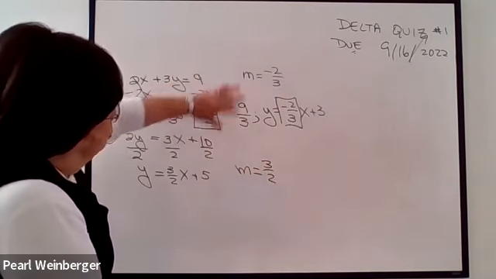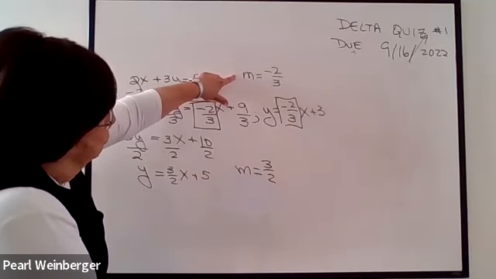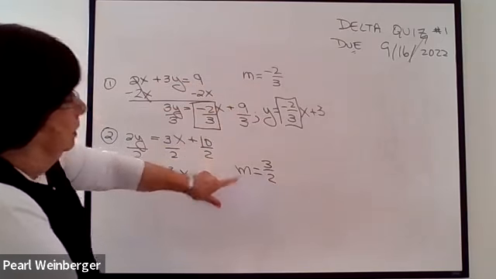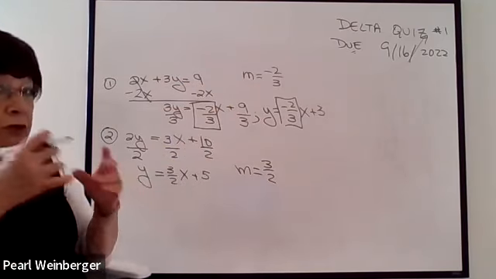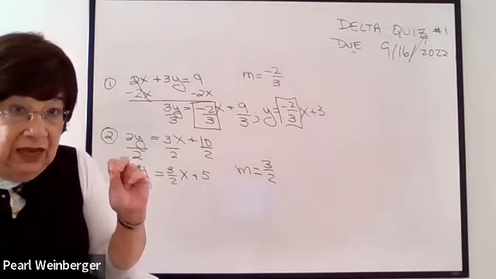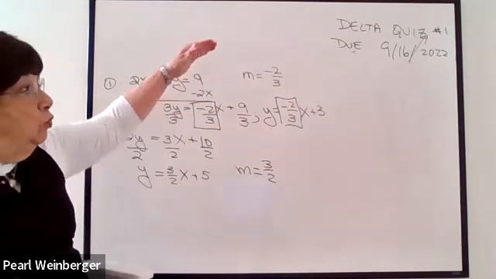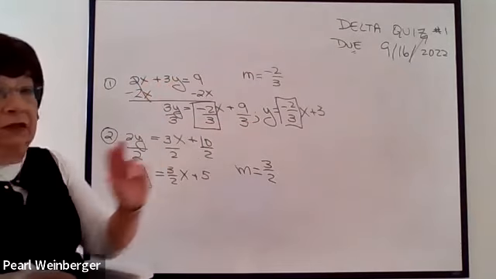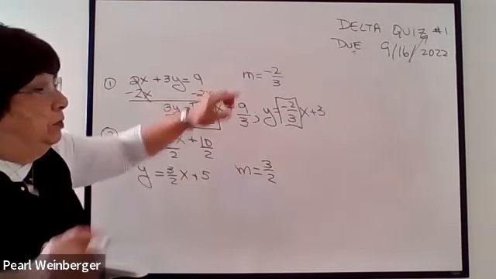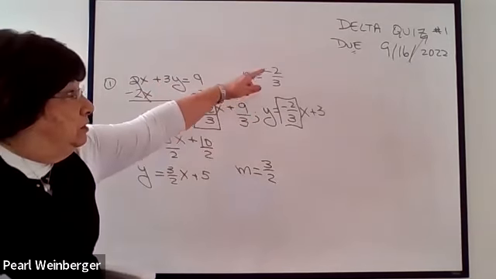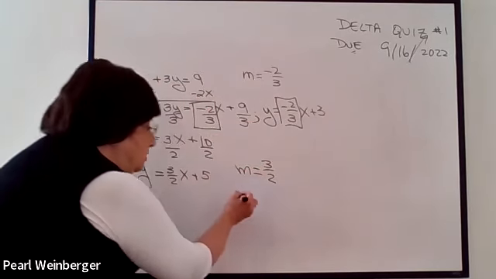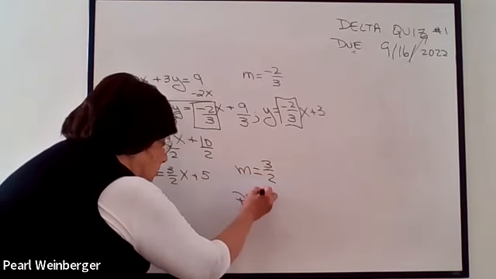And I compare the two slopes. The first slope was negative 2 over 3. The second slope is positive 3 over 2. So number one, they're opposites. They are opposite signs. One is negative, one is positive. And they are reciprocals. Reciprocals means flipped over. This is 2 over 3. This is 3 over 2. Therefore, these lines are perpendicular.